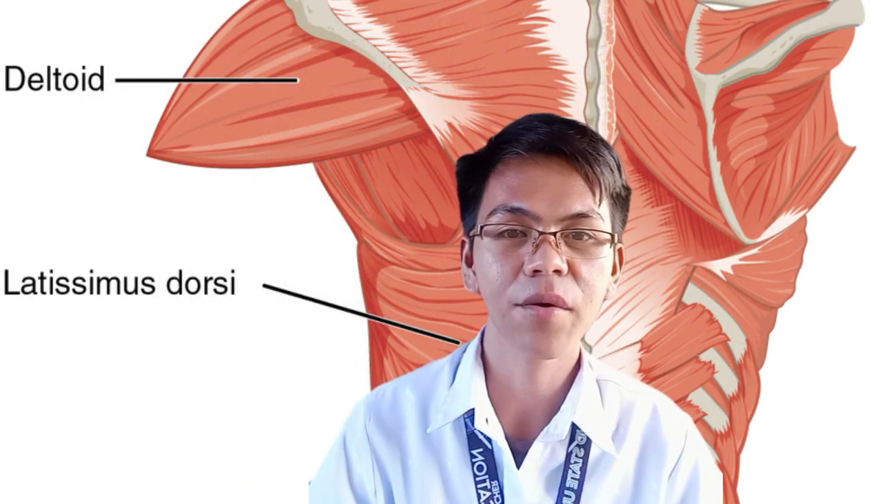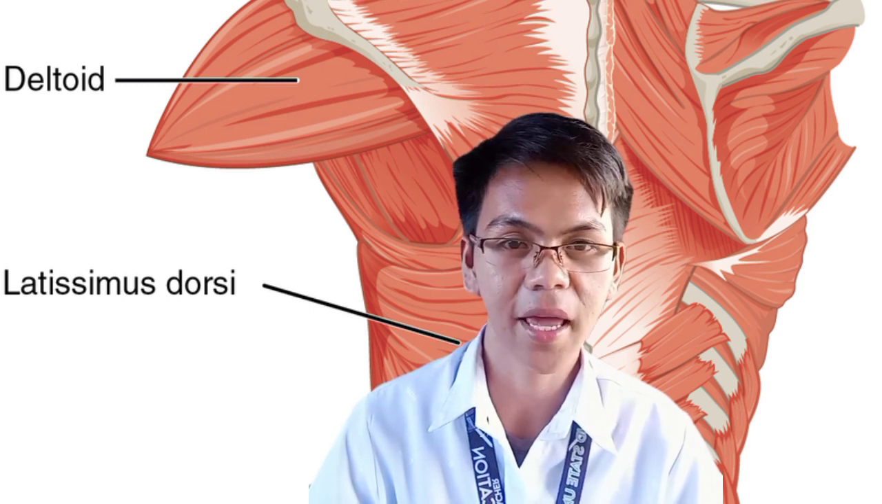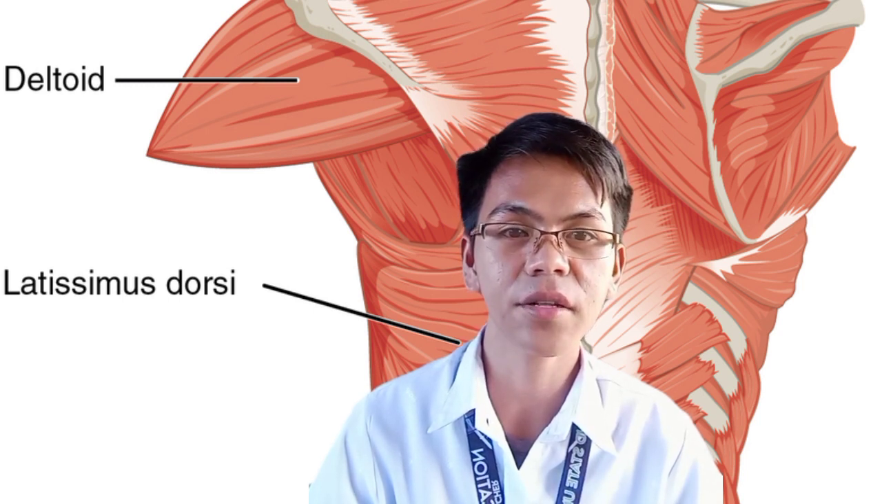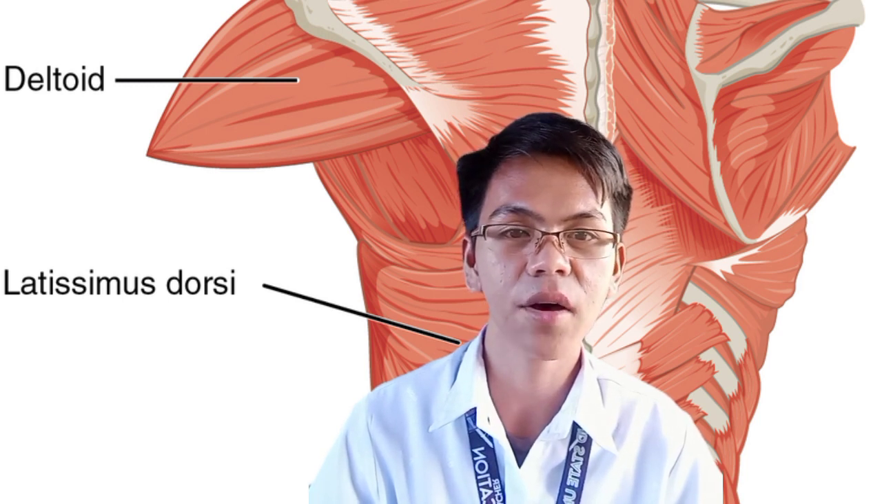Functionally, there we have latissimus dorsi. This muscle belongs to the muscles of the scapular motion. The muscle is able to pull the inferior angle of the scapula in various directions, producing movements on the shoulder joint.